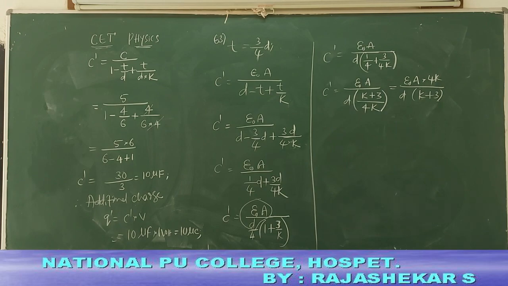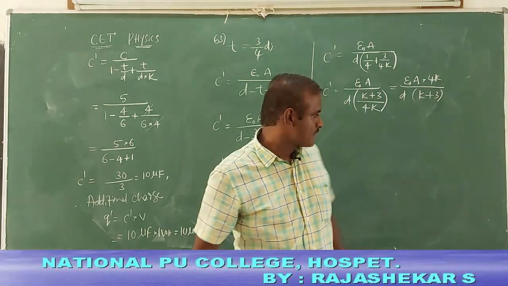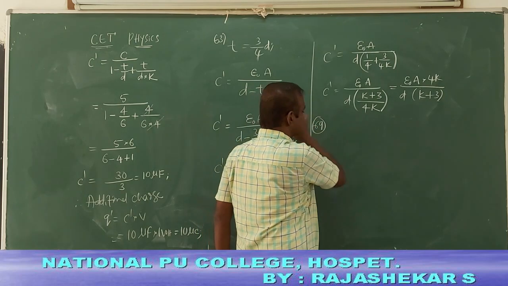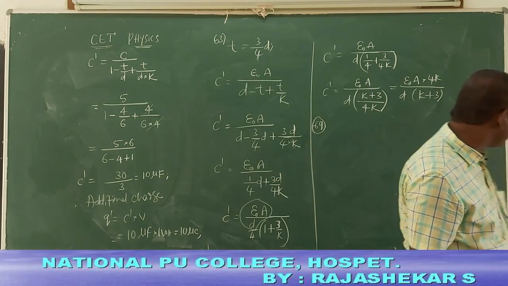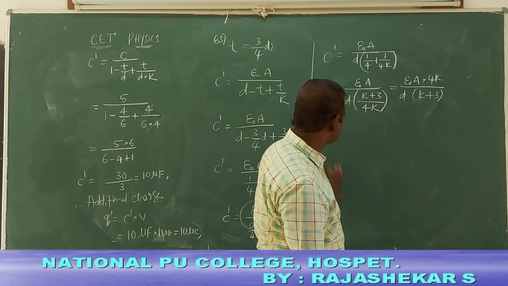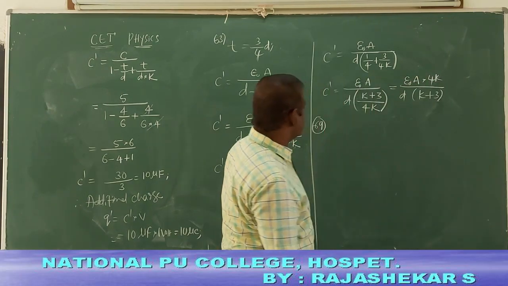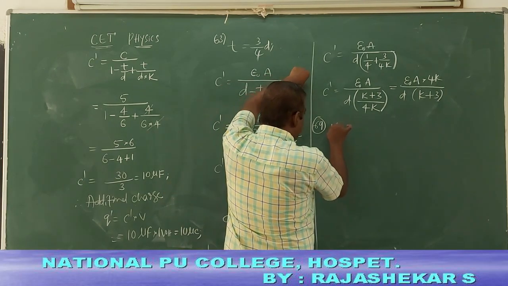You can refer to question number 69. Minimum number of capacitors, each of 8 microfarad and 250 volt, used to make a composite capacitor of capacitance 16 microfarad. Right. Minimum number of capacitors required. Minimum number we require.